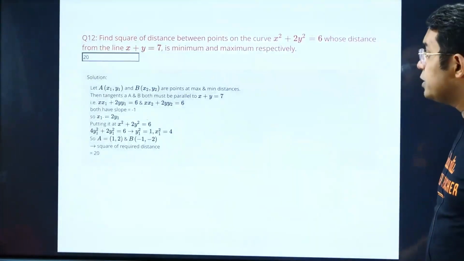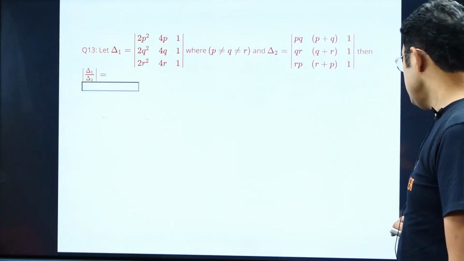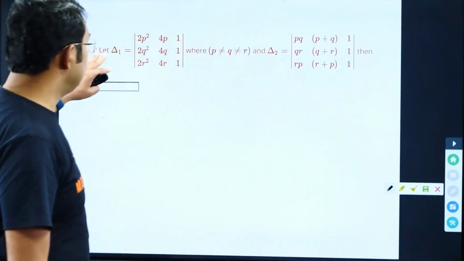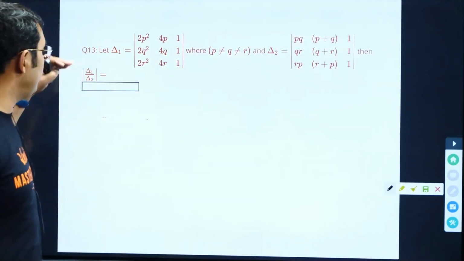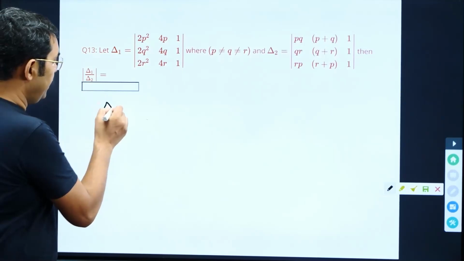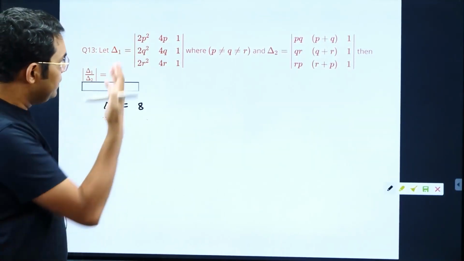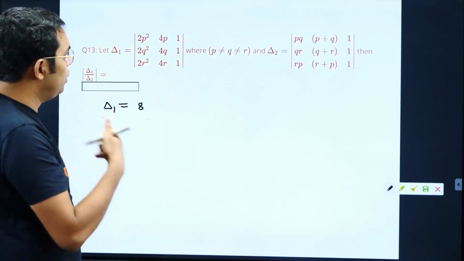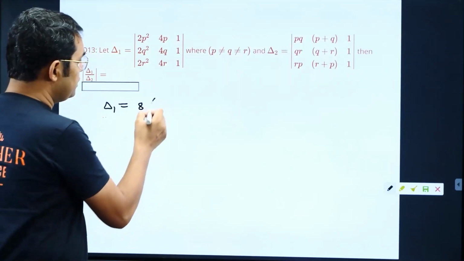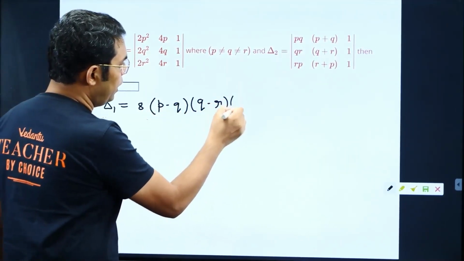Okay, now moving to the next question, that is question number 13. I think it's a very simple question. Please see, we are given delta 1 as this and delta 2 as this, then we have to find delta 1 upon delta 2. Now dear all, this delta 1, you can see, if I take 2 common from the first column and 4 common from the second column, then it's a standard determinant that you may remember. It is P minus Q into Q minus R into R minus P.